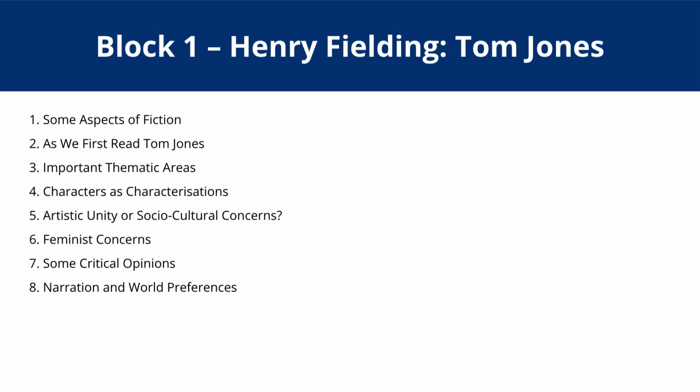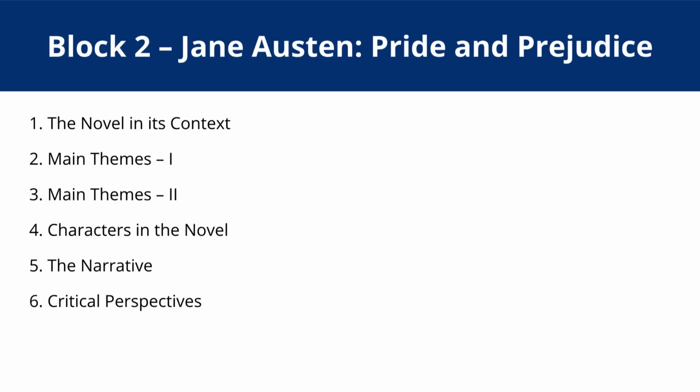Now let's move from satire to subtle irony in Pride and Prejudice in Block 2. Jane Austen's Pride and Prejudice explores class, marriage, and personal growth within a tightly constructed narrative. These units examine how Austen's context shapes her characters and themes, from the constraints on women to the nuances of social mobility. You'll also explore her narrative technique and how critics have engaged with the novel over time.